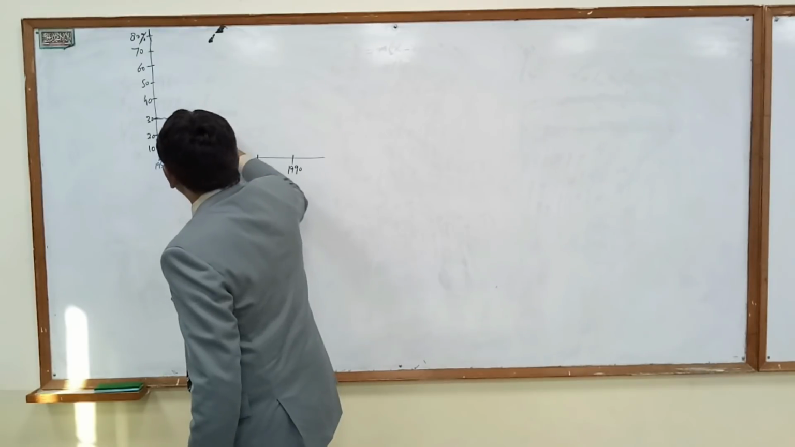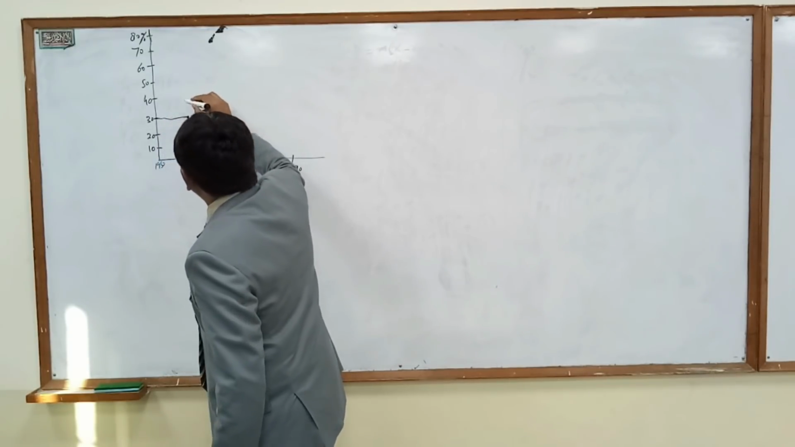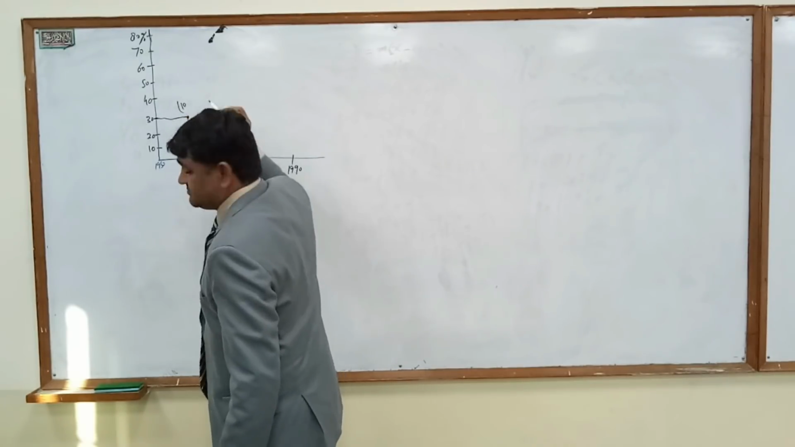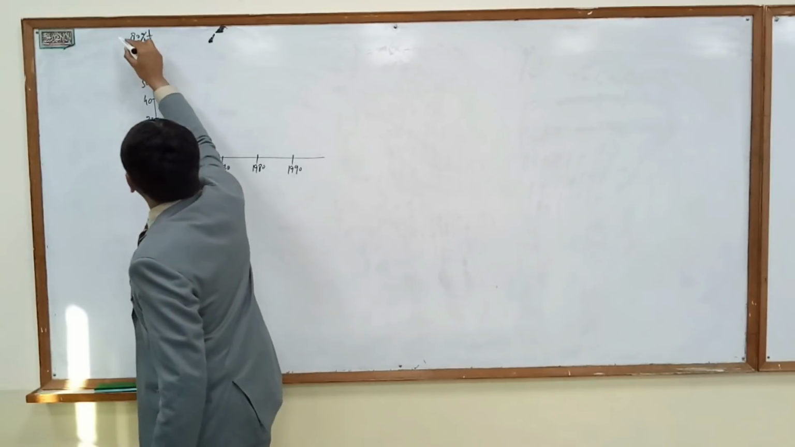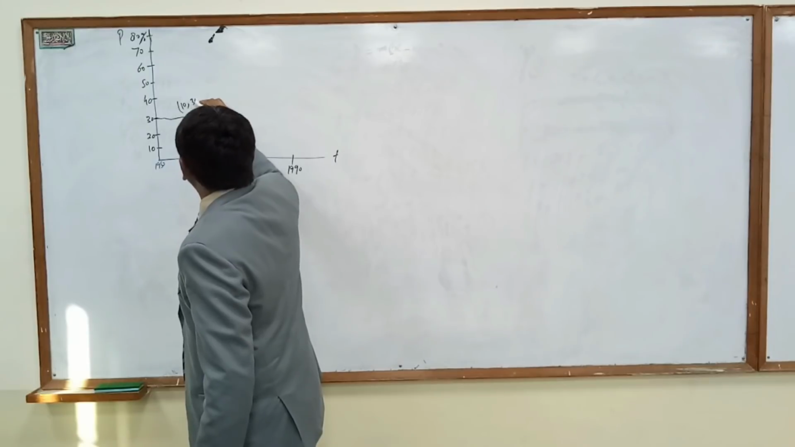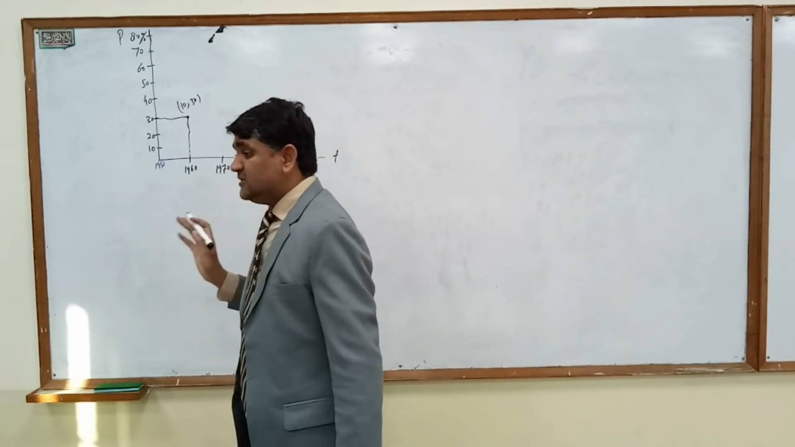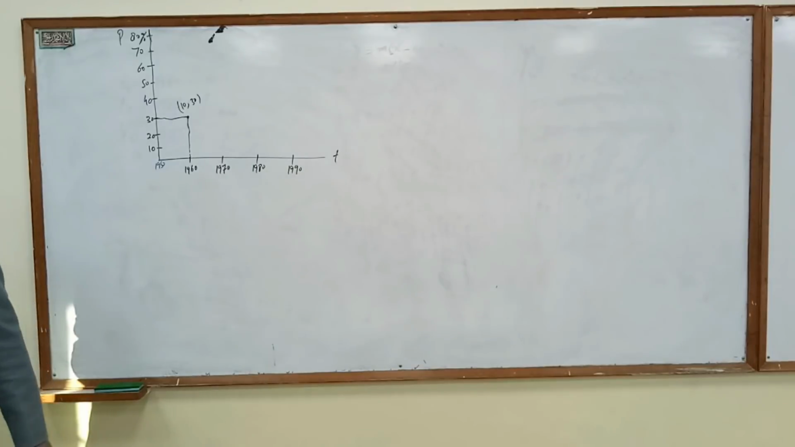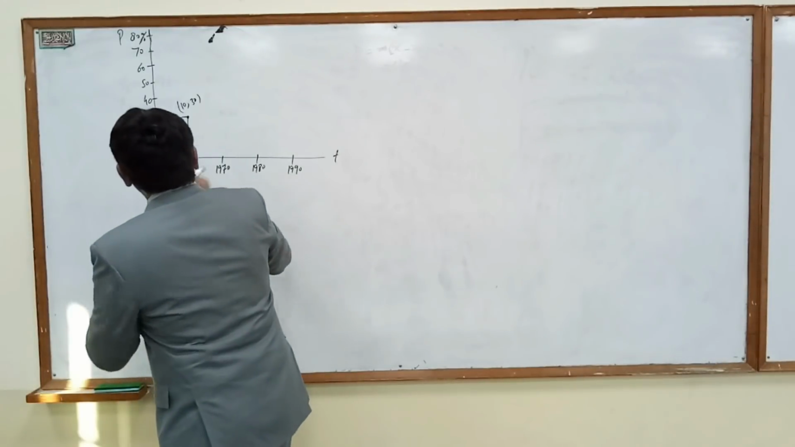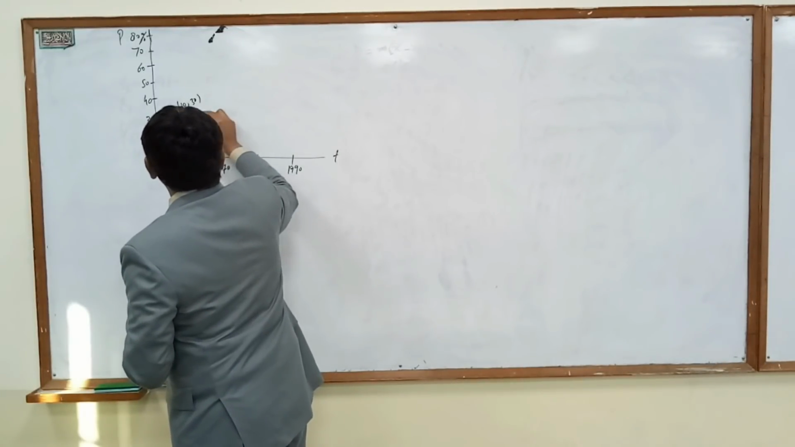I think the first point can be T is 10 years. Here is T, here is P. The percentage is 30, is it? You need to look at the graph. Look at the graph. So in the graph, the starting point is this.